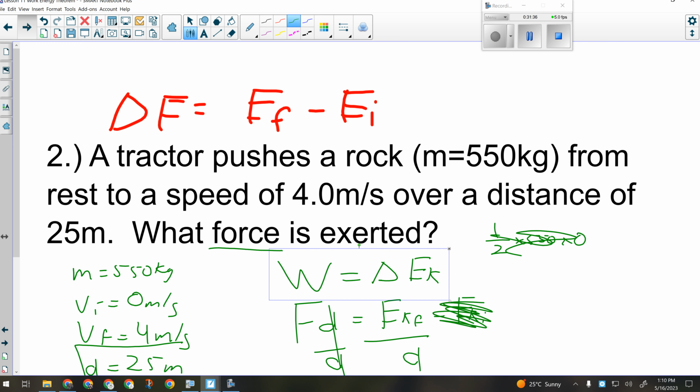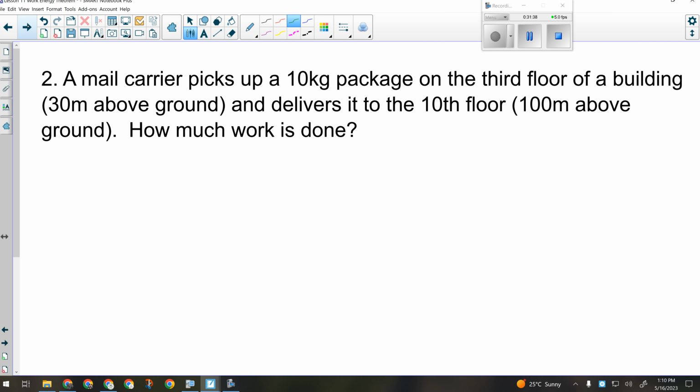All right? So on that note, let's try this one. Because it's a potential energy question instead. And it's actually a little bit easier because it's only asking you for the work, not force or distance or anything else.